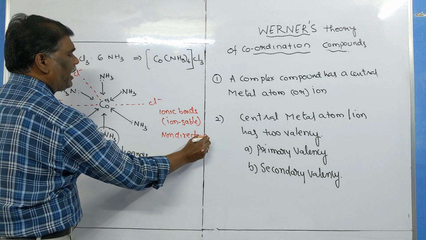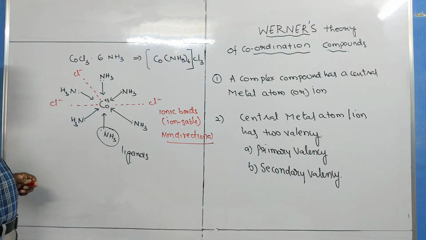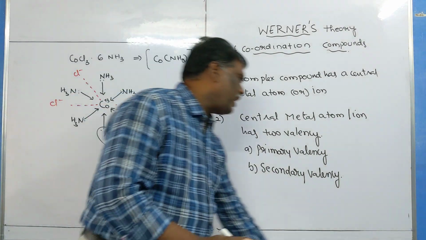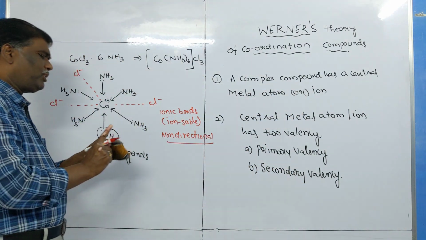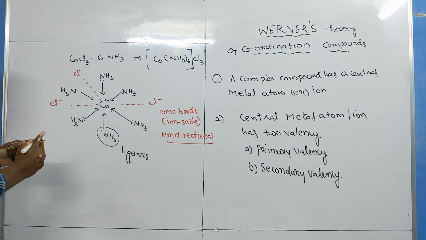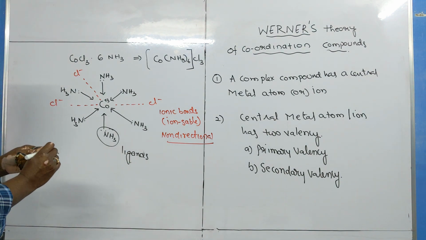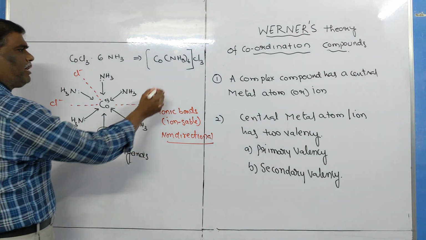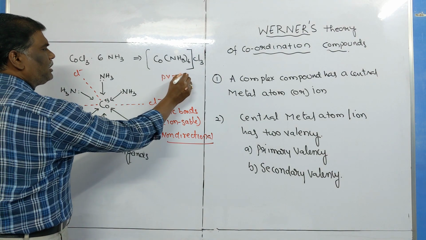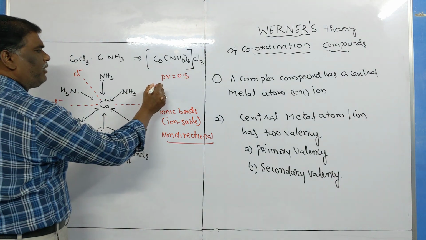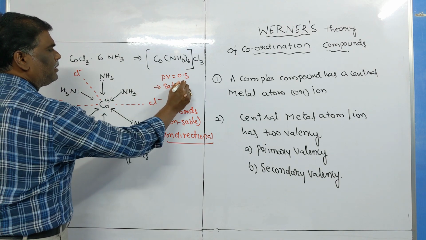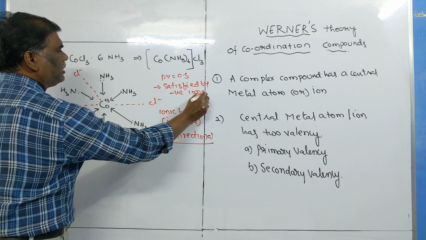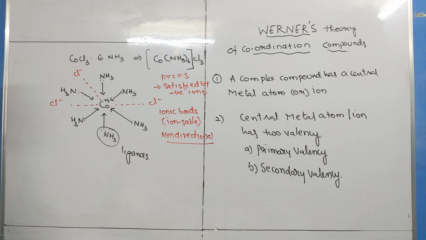Ionic bond is non-directional. That's why these species cannot give any idea about the geometry of the species. I repeat once again. Primary valency is equal to the oxidation state. Primary valency is satisfied by negative ions.